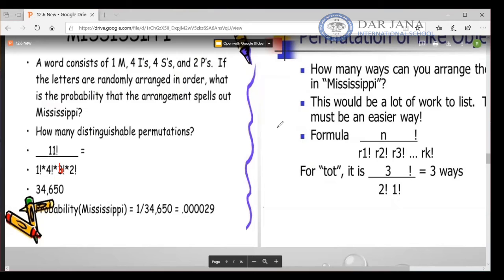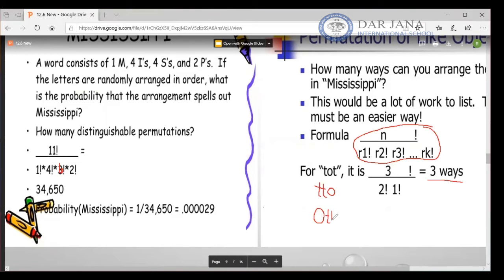Now for the ones who are checking, Miss, why are we doing this, let me explain it for you. This is the formula here. I'm going to circle it. This is the formula, and I'm going to explain why we are dividing by the repetitions, using TOT. Now TOT, it's going to be 3 factorial over, T is repeated twice, 2 factorial, and the O is repeated once, 1 factorial. And the answer is 3 times. I can write TOT in 3 different ways, which is T, T, O, and O, T, T.